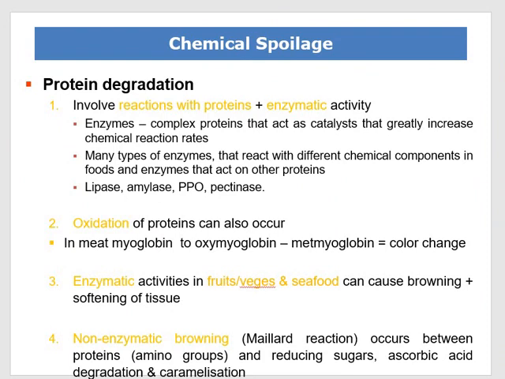And then the fourth one will then be what we call your non-enzymatic browning, or the Maillard reaction, which usually occurs between your protein, the amino groups of a protein, which then reacts with reducing sugars, and then it forms what we call your melanoidins. And I mean, non-enzymatic browning is a complex reaction that doesn't only involve your Maillard reaction. We also have what we call ascorbic acid degradation in the presence of oxygen, which at the end of the day reacts with your sugars and then forms browning and then caramelization.